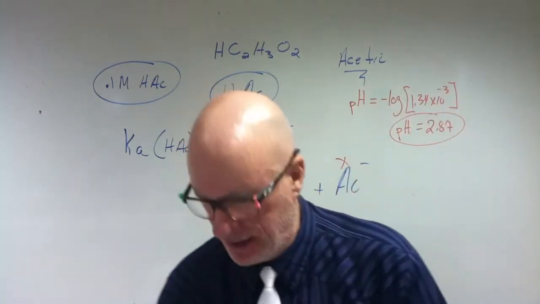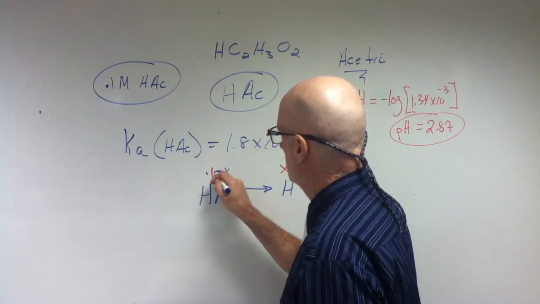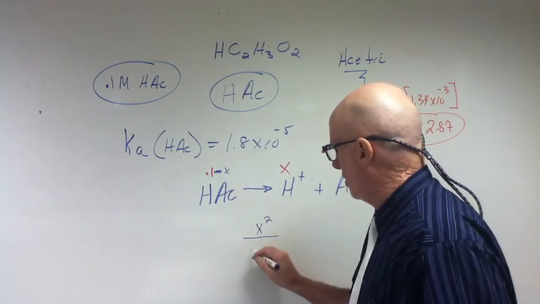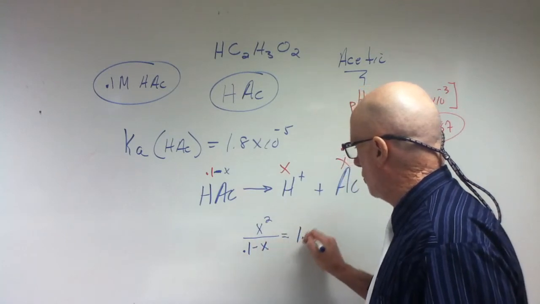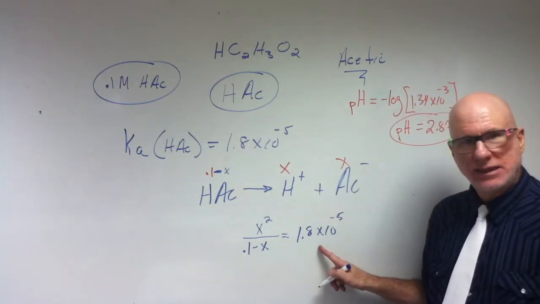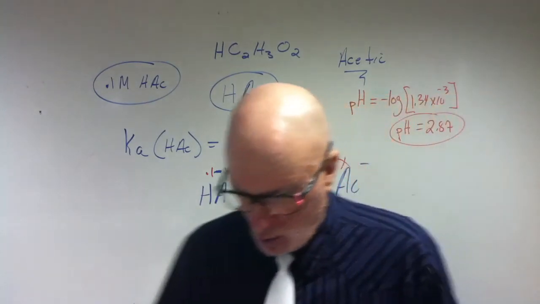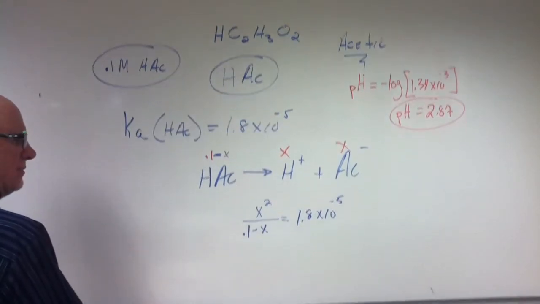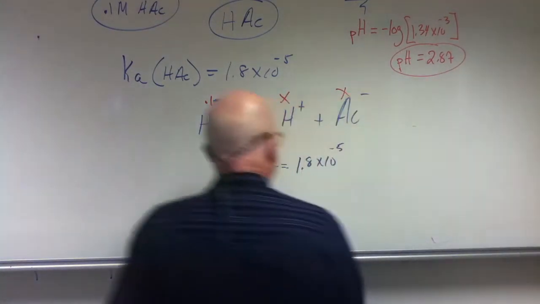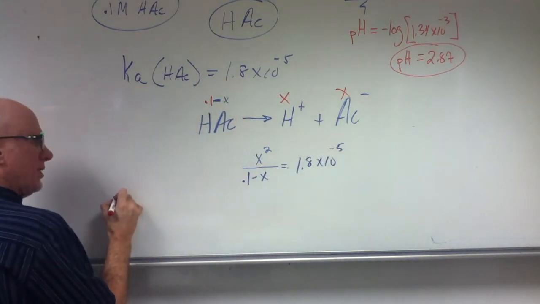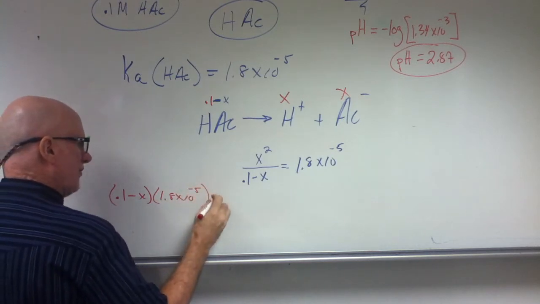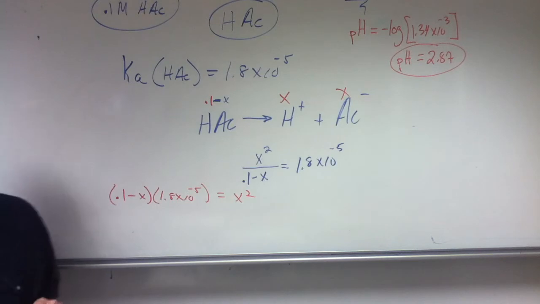Now, isn't this in reality 0.1 minus x? Yeah. Isn't it? Right? So isn't it really x squared over 0.1 minus x equals 1.8 times 10 to the negative fifth? Isn't that true? Yes or no? So it's this times this equals that, right? So what you would say is, can I put this board up? Can you see the bottom of the board there? All right, good. So you would say, let's do this. You would say 0.1 minus x times 1.8 times 10 to the minus 5 equals x squared. Isn't that true? Yes or no?